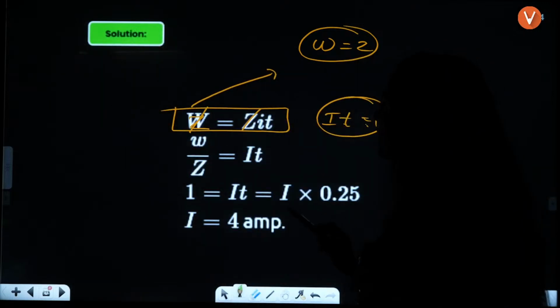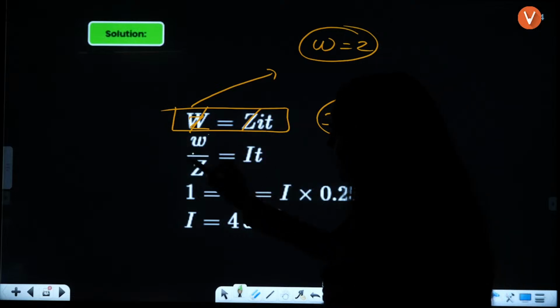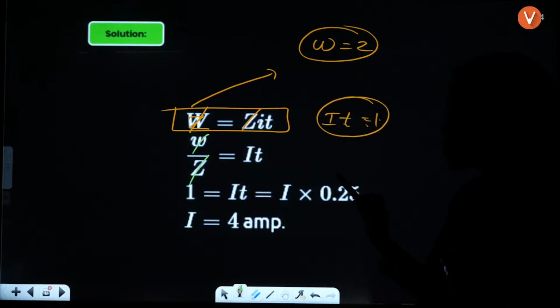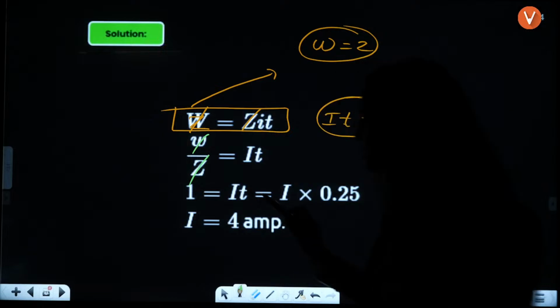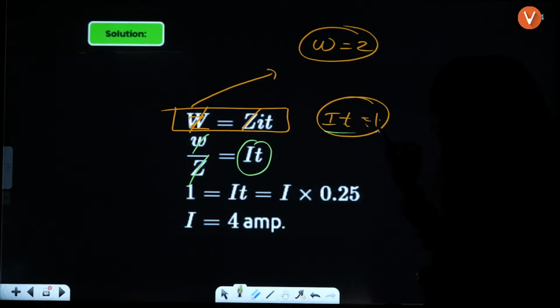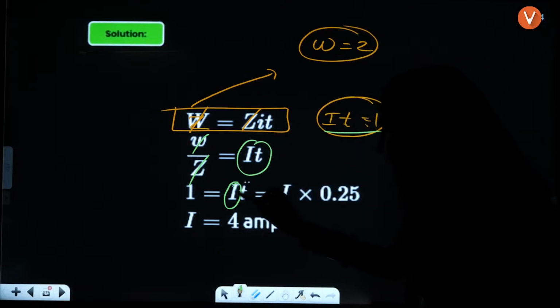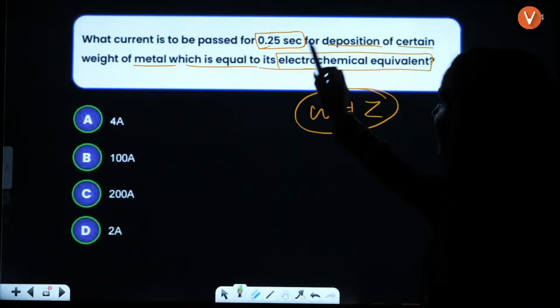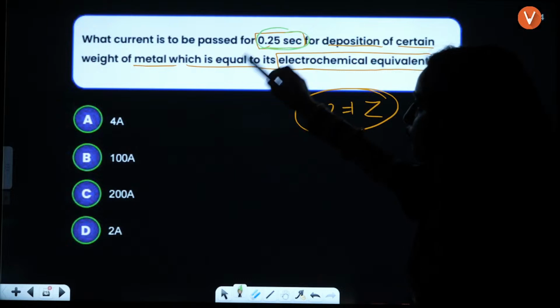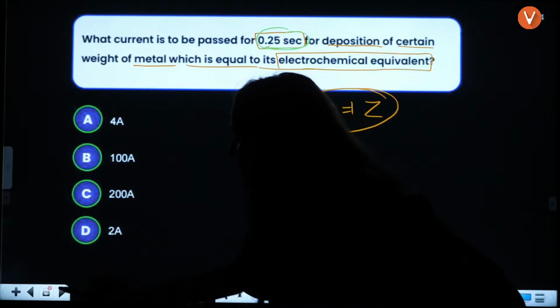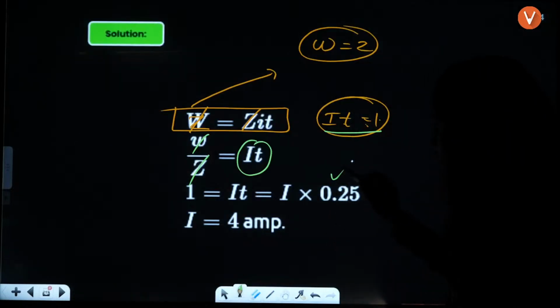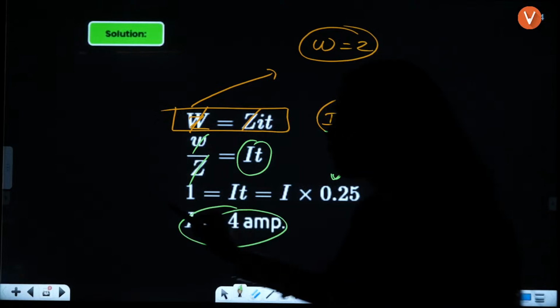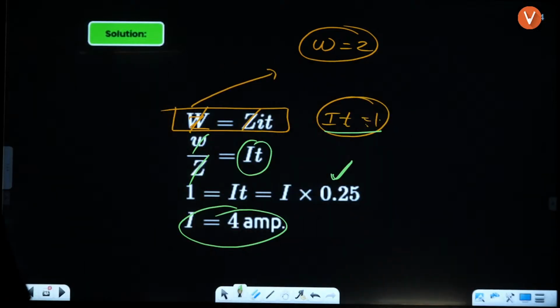Okay, so Z is equal to W and this will be equal to 1. So you will see some ghost is teaching you. So IT will be equal to 1. Current and time, for this you will see that time is given to be 0.025 and current you will solve here. So just put the value of time here, you will get the value of current here. That is the first question, right?